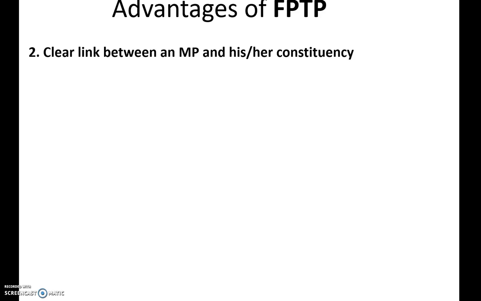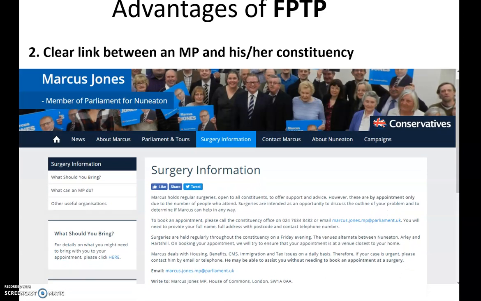Right, other advantages: there's a clear link between the MP and his or her constituency. Because there's only one MP per area, per constituency, whether you voted for that person or not, you can quite easily find out who it is. So, for example, in Nuneaton, the MP is Marcus Jones. He's got a website. Here it is. He has surgeries, and that doesn't mean he performs heart surgery on people. What that means is he has meetings with constituents.